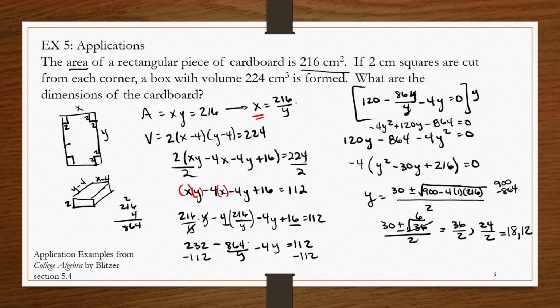Okay, now putting those in here, I'll get 216 over 12, and I'll get 216 over 18, which is just 18 and 12. So the dimensions of the cardboard to begin with, the x is 12 and the y is 18, or vice versa. So the dimensions are 12 centimeters by 18 centimeters.